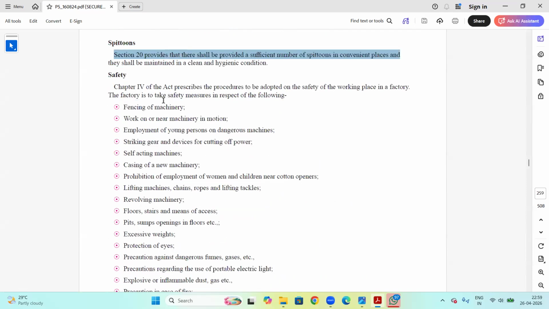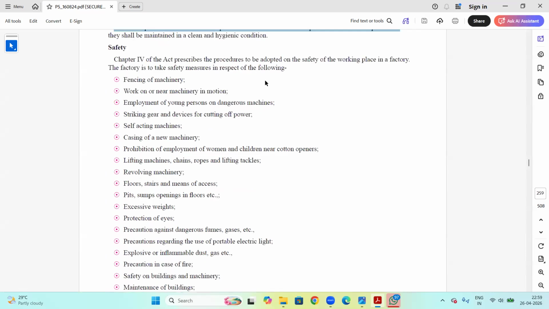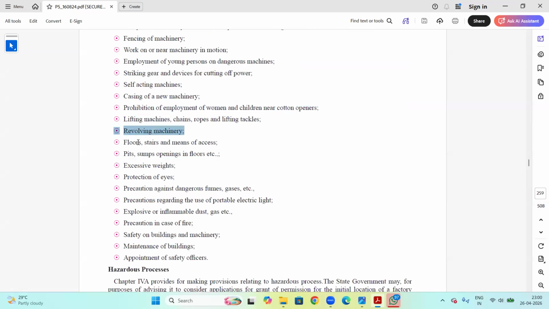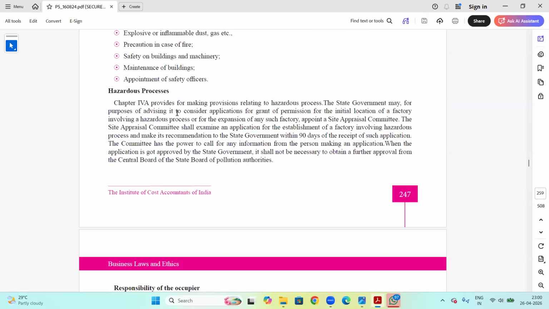Spittoons should be given. Safety measures are to be taken. What are they? Fencing of machinery, work near machinery in motion, employment of young persons on dangerous machines, striking gear and devices for cutting off power, self-acting machines, casing of new machinery, prohibition of employment of women and children near cotton openers, lifting of machine, revolving machinery, floor, stairs and means of access, etc.